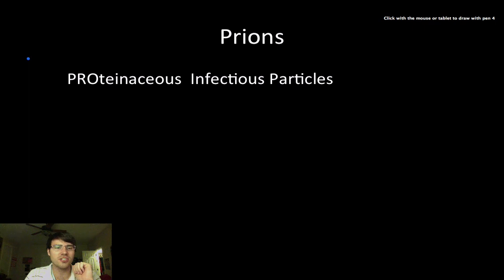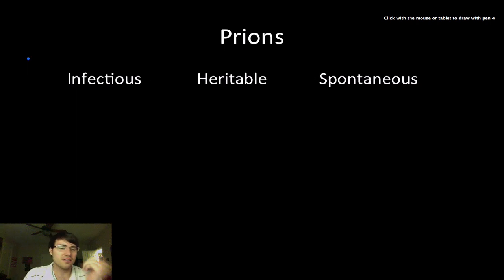Otherwise known as proteinaceous infectious particles, or infectious proteins if you like to think of it. They are not only infectious, but they are known to be heritable. You can get it through certain types of genetic mutations, and they're also known to be spontaneous, because what they are is basically misguided three-dimensional structures of proteins, so it can form spontaneously according to certain types of research.